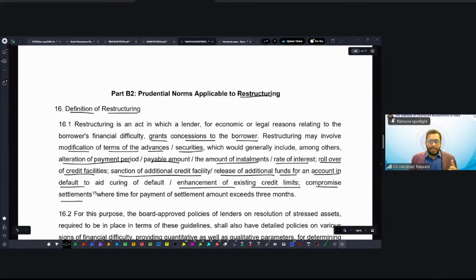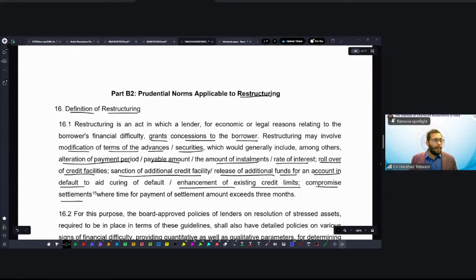Now, in this particular case, there are some requirements for when a particular asset is to be calculated or taken as a stressed asset, or which borrowers this kind of facility is required to be extended to. These are additional norms on that particular part. But beyond that, there are the norms with respect to the classification of these assets.